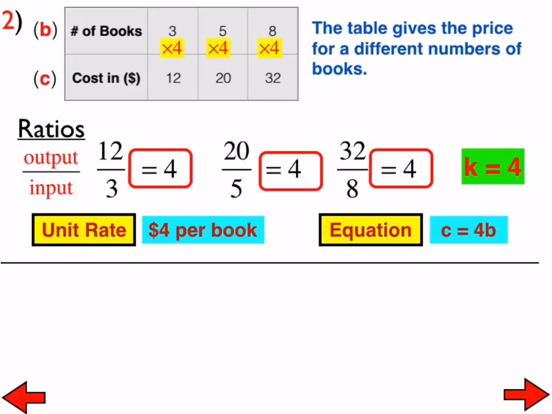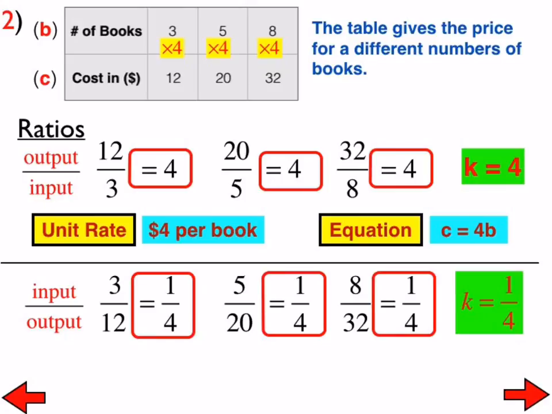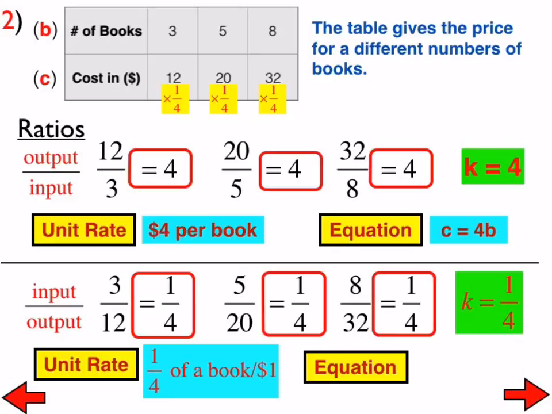Okay? Now, going the other direction, in other words, input over output, all of our ratios simplify to 1/4. That is the constant of proportionality going that direction. And the unit rate, of course, as I'm showing you that it's also the constant multiplier, would be 1/4 of a book per dollar. And the equation would be, using those same variables, B equals 1/4 C. Are there any questions on number 2?